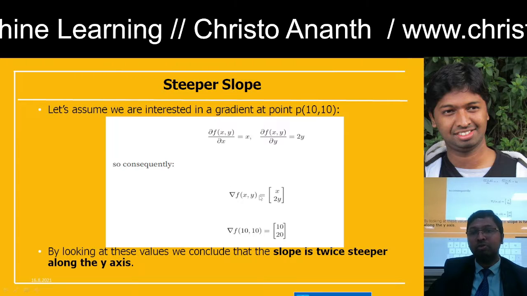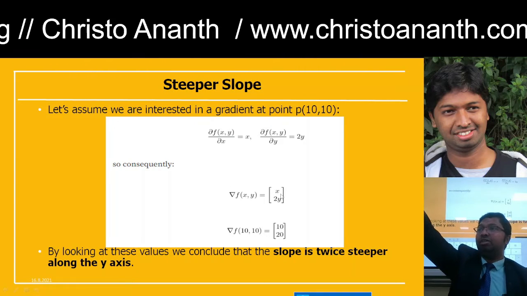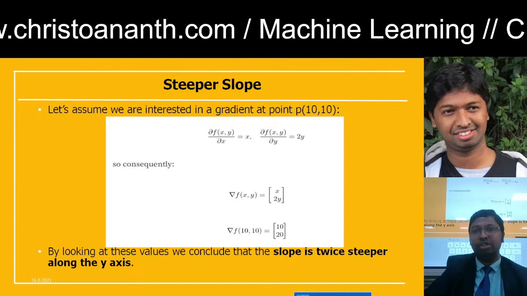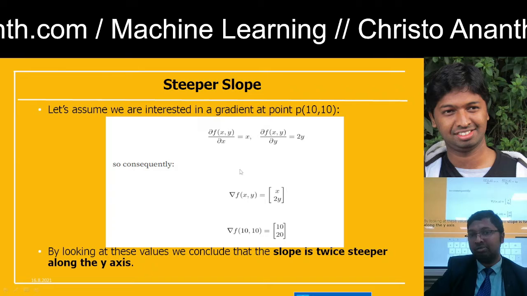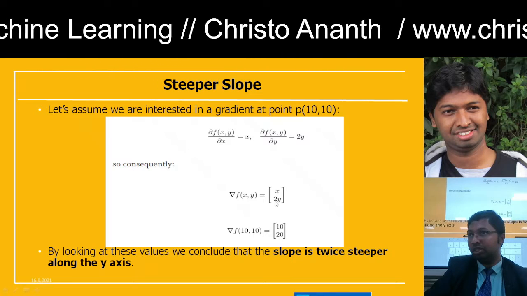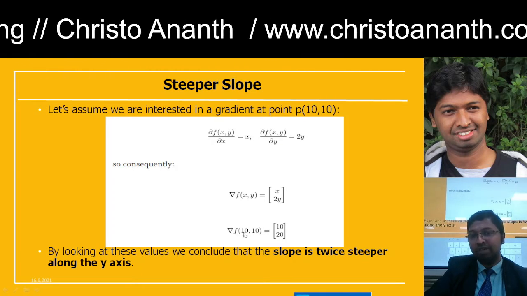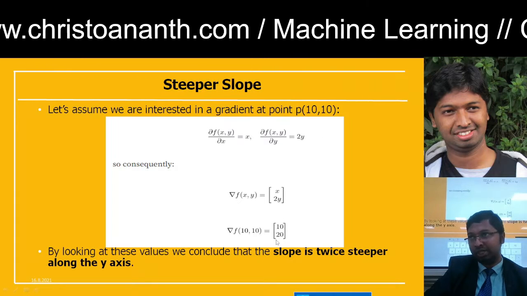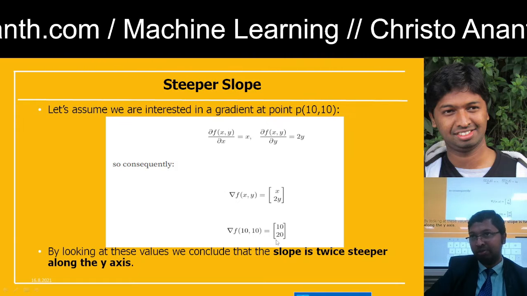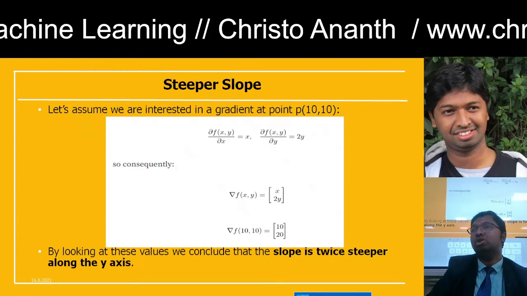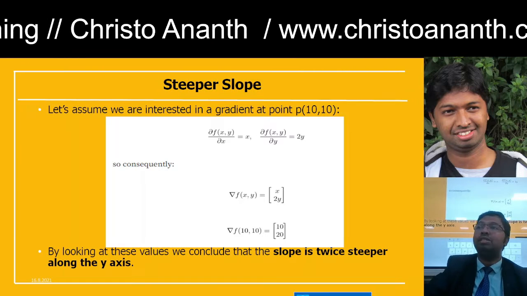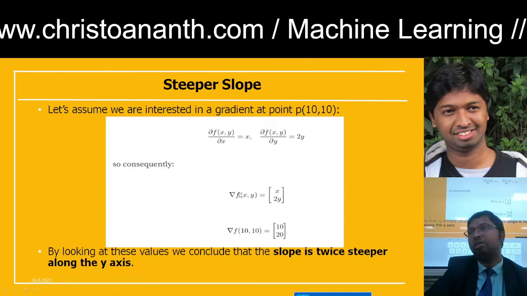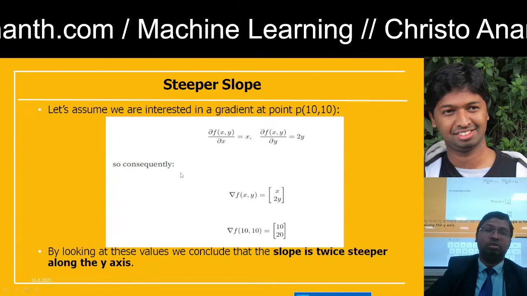For this one, you can say like we saw for x1, x2, x3, x4 up to xn. So del of f of x comma y is actually x and then 2y. For example, del of f of 10 comma 10 will be 10, and then 2 multiplied by 10, which is 20. Which means that the slope is 2 times steeper along the y axis. So that is what we conclude out of this function.